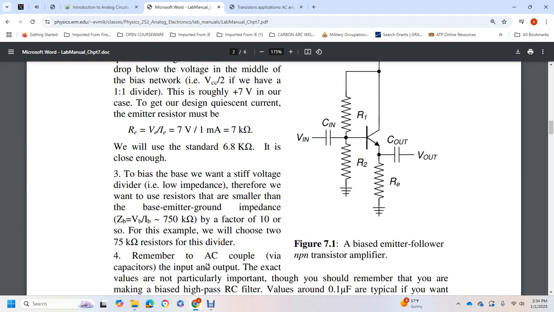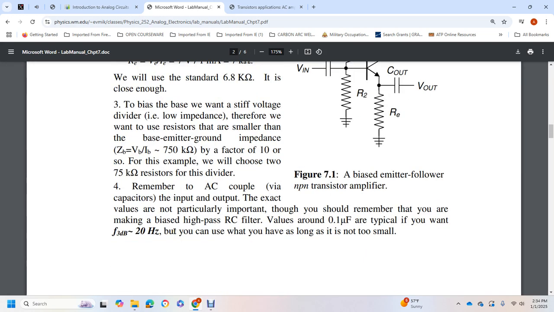To bias, we want the voltage of the divider to be stiff, low impedance. Therefore, we want to use a resistor smaller than the base-emitter ground impedance by a factor of 10 or more. So, for example, we'll choose the 70 kilo ohm resistor for the divider.